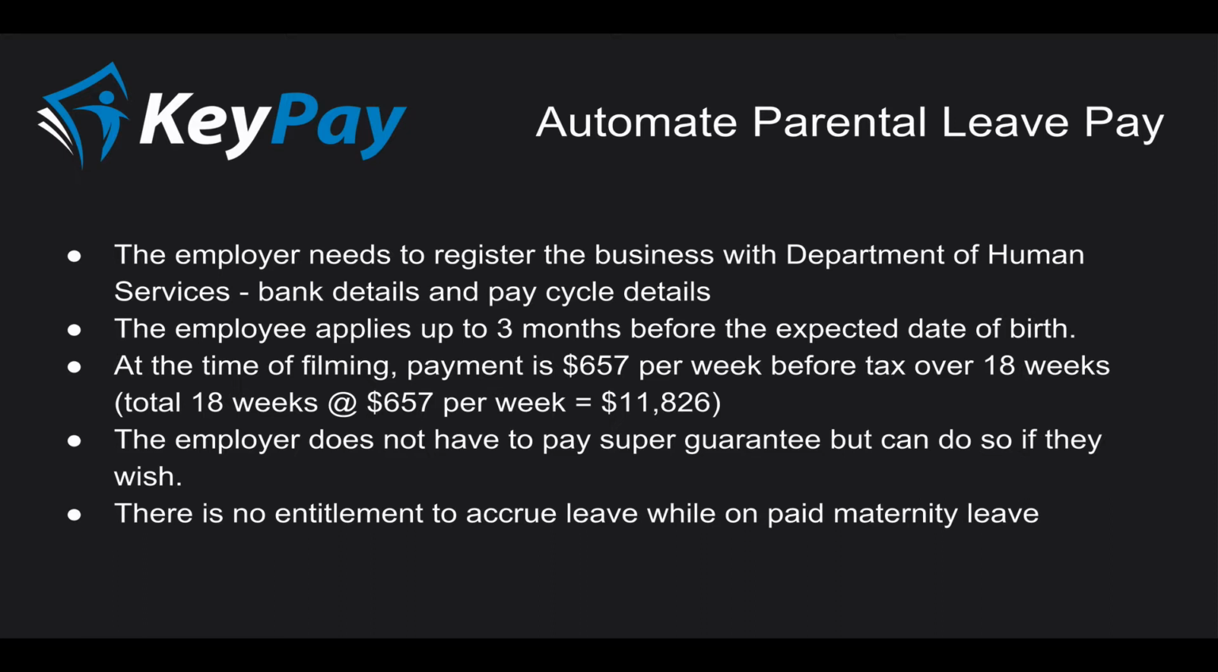At the time of making this video, the payment required per week is $657 and it's paid over 18 weeks as a maximum entitlement. $657 is based on the minimum standard wage in Australia at the time of filming. The total entitlement over 18 weeks at $657 per week comes to $11,826. The employer doesn't have to provide any superannuation guarantee on top of the $657 per week payment, but they can do so if they want to. There's no entitlement to accrue leave while the employee is on paid maternity leave.